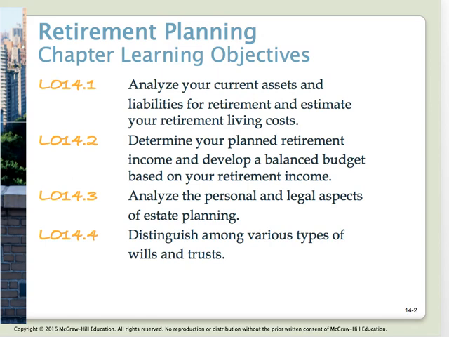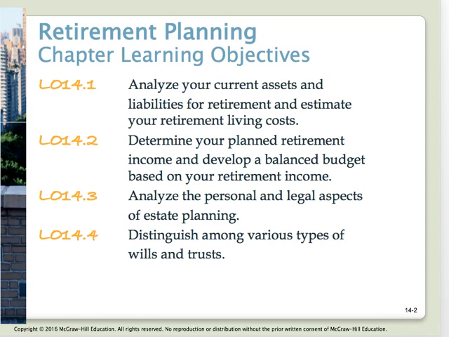Learning objective number 3, analyze the personal and legal aspects of estate planning. So the personal aspects of estate planning depend on whether you are single or married. Never having been married does not mean that you don't need to organize your financial affairs. Every adult, whether you're married or single, needs to have a written will. A will is a way to transfer your property according to your wishes after you die so that things don't end up belonging to Uncle Sam.